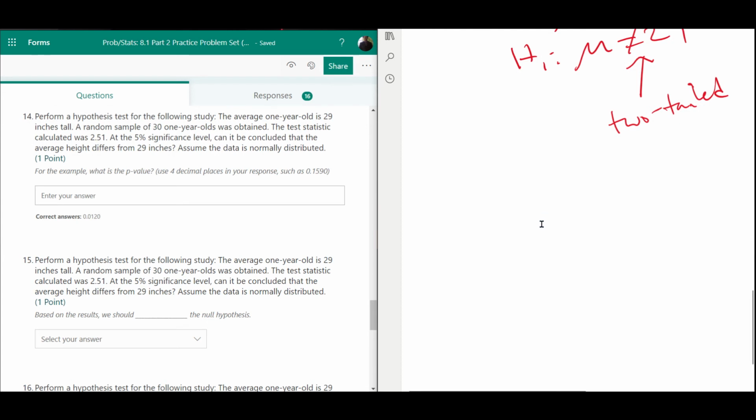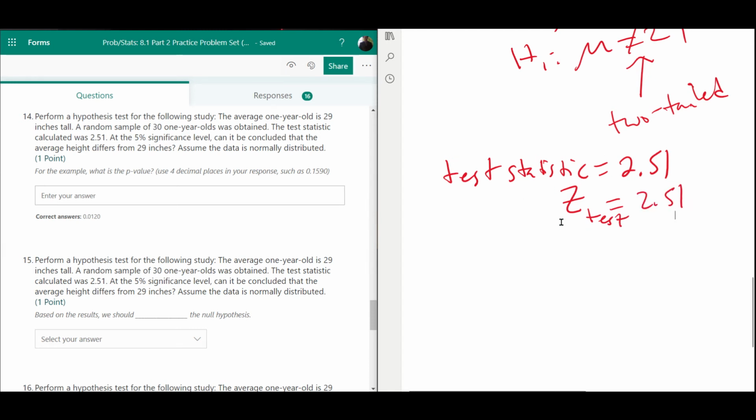Here, to find the p-value, you're going to be using the z-chart. Now they tell you that the test statistic is equal to 2.51 in the problem. This test statistic is our z-score. Okay, this is our z-test. We call it z-test or zt. So this is the z-score for the test. So let's go to the z-chart, and actually we know that it's a two-tailed test.